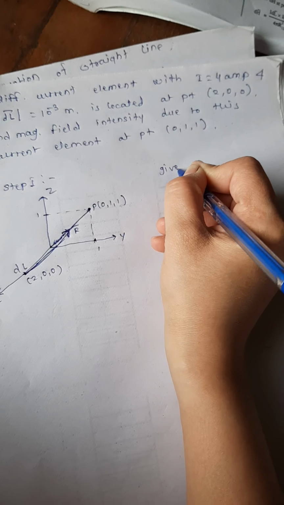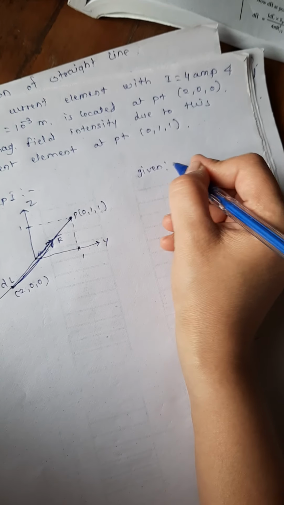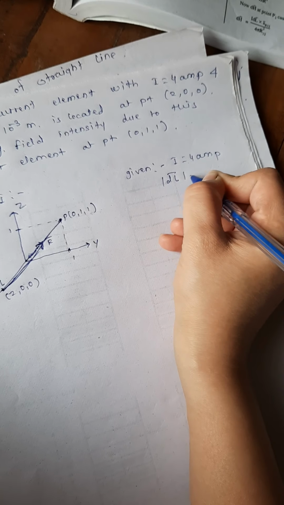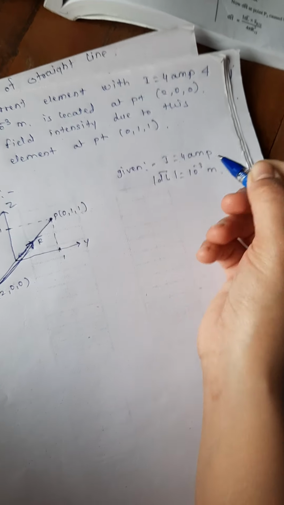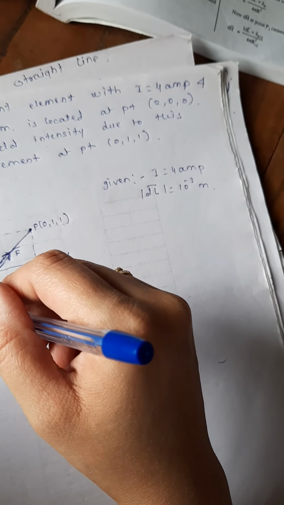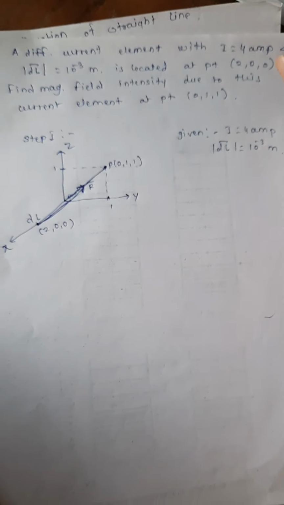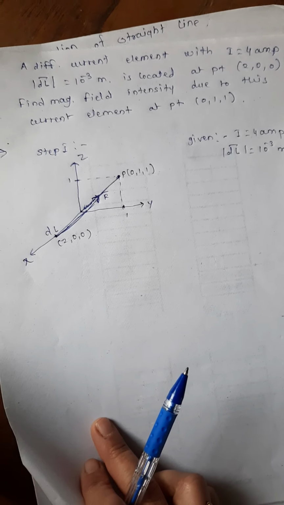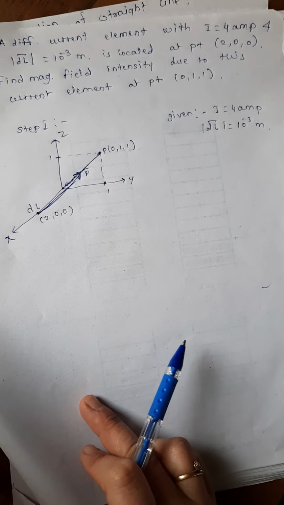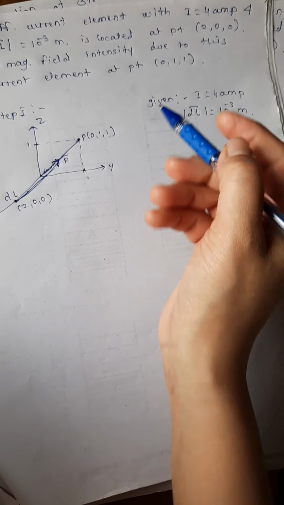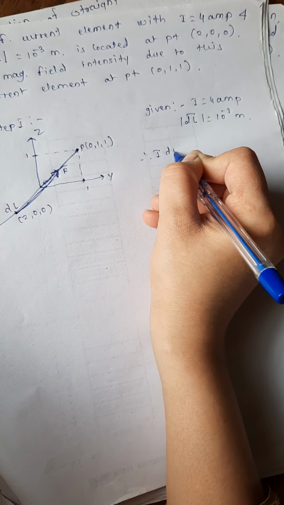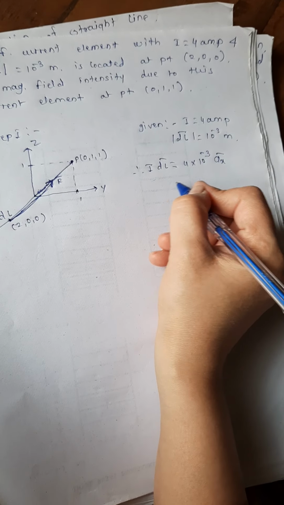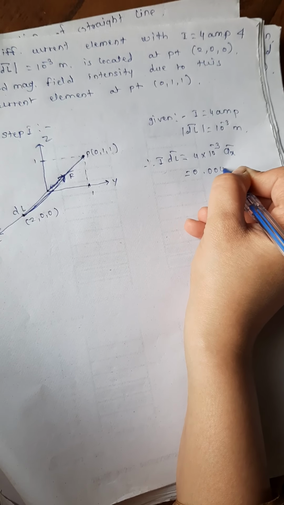So now what is given? I is 4 ampere. Mod of dl bar is 10 raised to minus 3 meter. Here point 2, 0, 0 is located on the x-axis and the differential current element is located at this point. So the direction of dl bar is along the x-axis. Therefore I dl bar is equal to 4 into 10 raised to minus 3 ax bar, which is equal to 0.004 ax bar.